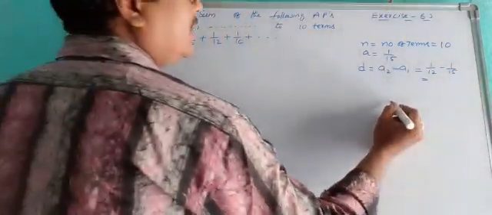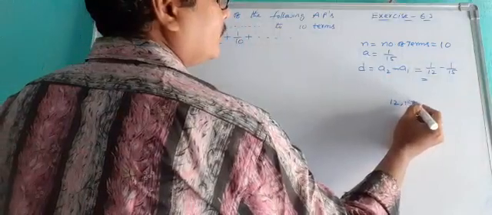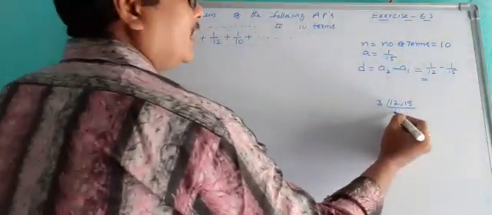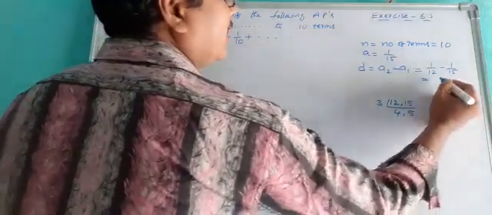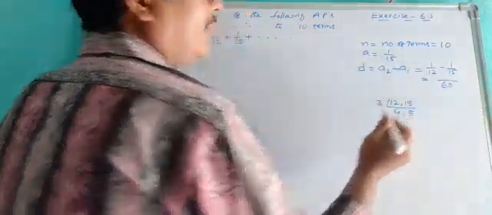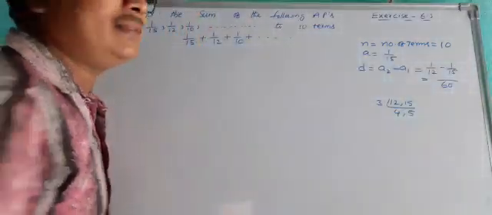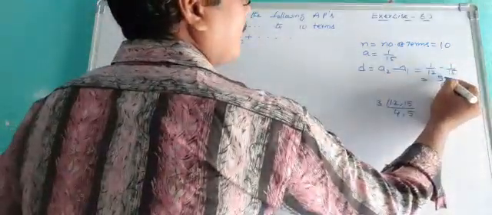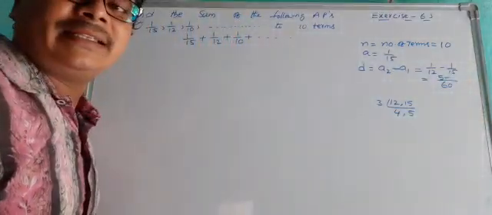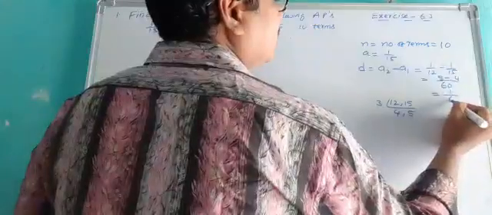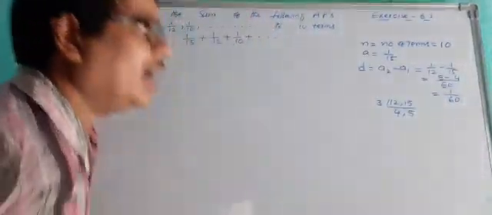So the LCM of 12 and 15: they are divisible by 3, 3 fours are 12, 3 fives are 15, so the LCM is 60. 5 fours are 20, 3 twenties are 60. 12 how many times in 60? 5 times. 15 how many times in 60? 4 times. That equals 1 by 60.